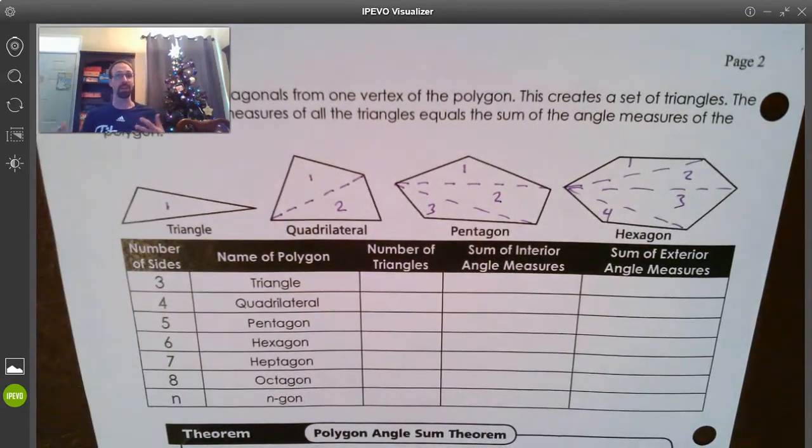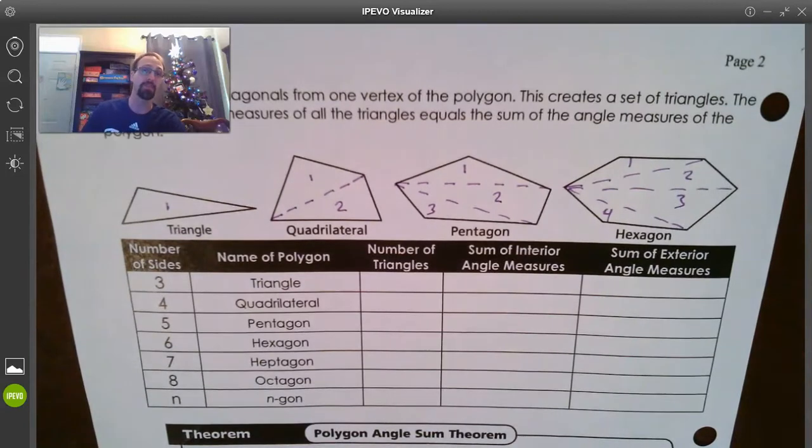So in the next video, I'll talk about what that means in terms of decomposing these shapes, which means to break apart or make smaller, and what that means with the triangles.